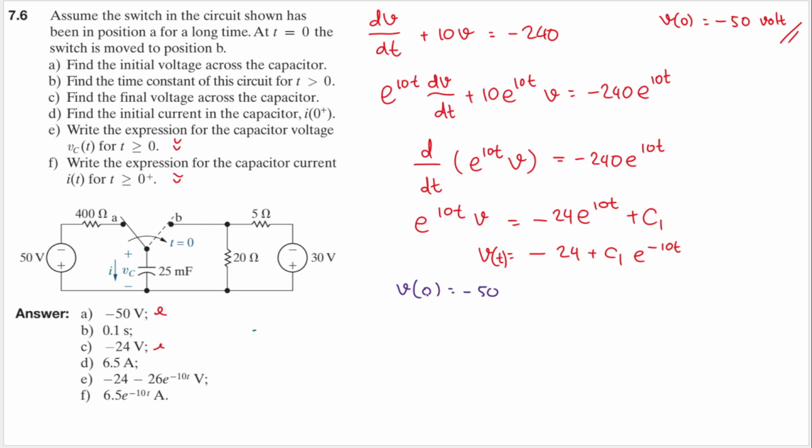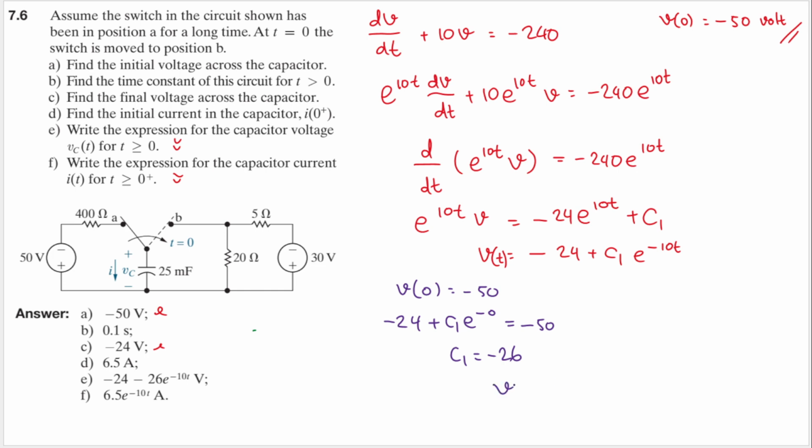So we plug t equal to 0 into this equation. We will have minus 24 plus c1 e to the minus 0, right? So we will have that equal to minus 50. And so we'll have c1 multiplied by 1, right? Because e to the minus 0 is just e to the 0, and that is 1. And that will equal minus 50 plus 24, that will be minus 26. And we can plug that into the V.